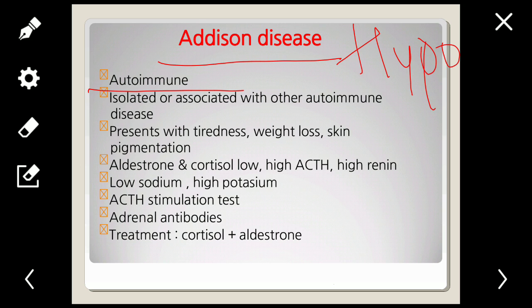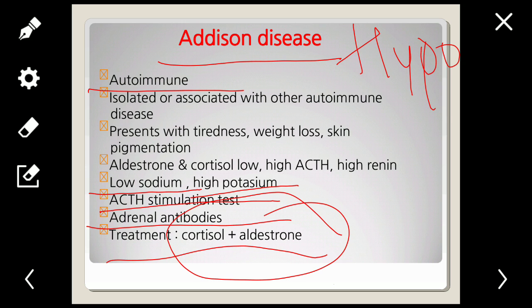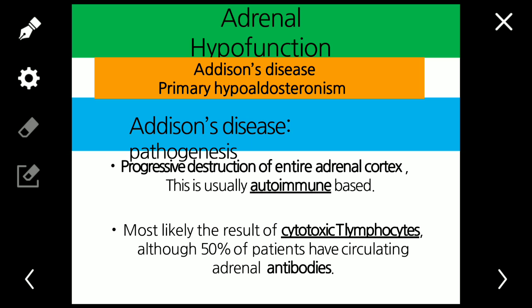When aldosterone is low, sodium will definitely be low and potassium will be high. ACTH stimulation test is done, and adrenal antibodies are present. Treatment is to supply these hormones externally. Cortisol and aldosterone treatment can be given. So Addison disease is primary hypoaldosteronism.